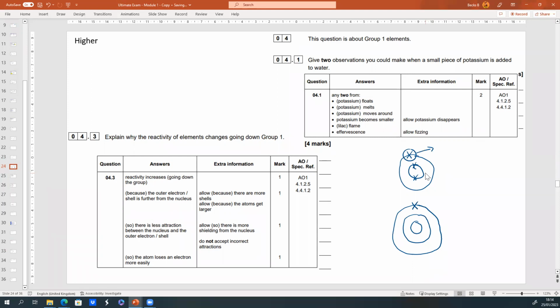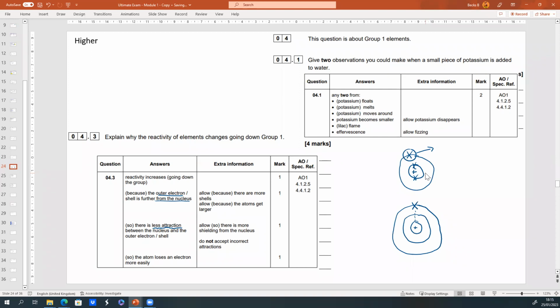Okay, so as we go down the group, the outer electron is further from the nucleus. That's because the atoms get bigger, so we have more shells of electrons. If you think we've got our positive nucleus here in the middle, and it's attracting those negative electrons, because we've got another shell of electrons, we're further away. So we've got a greater distance. So that means there's less attraction between the nucleus and the outer electron.